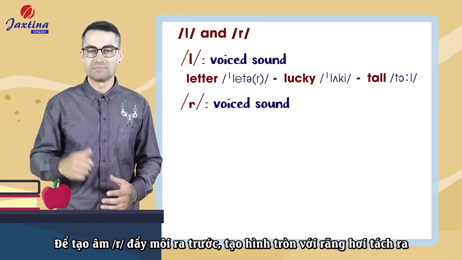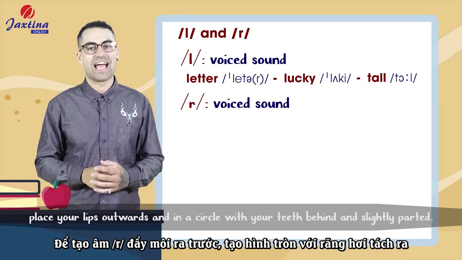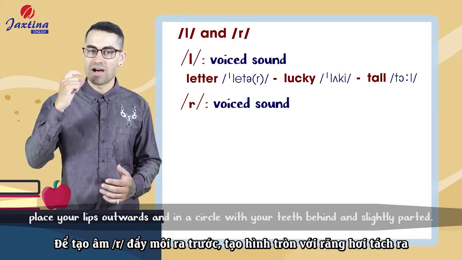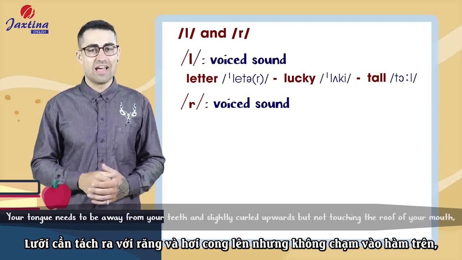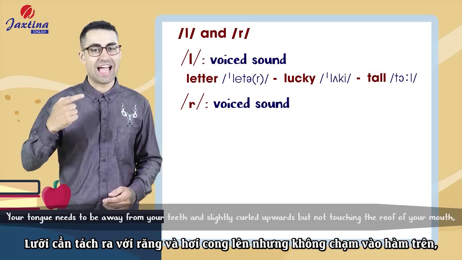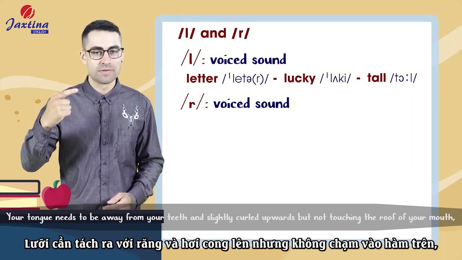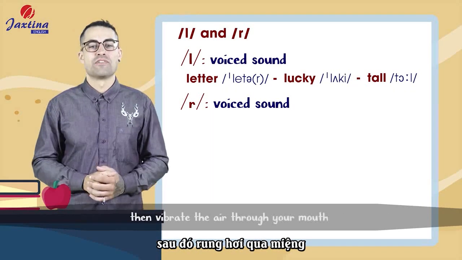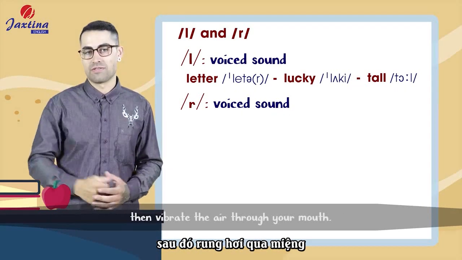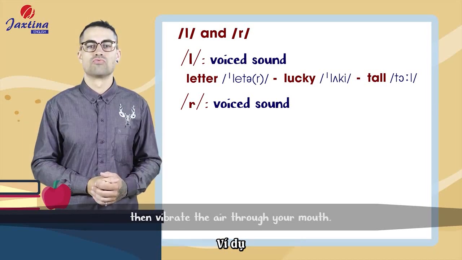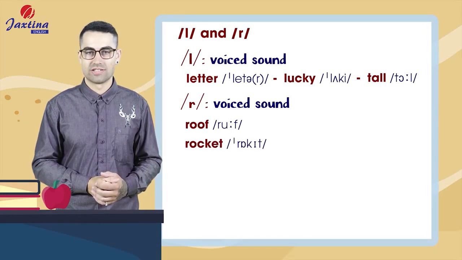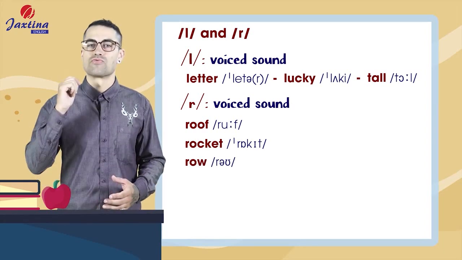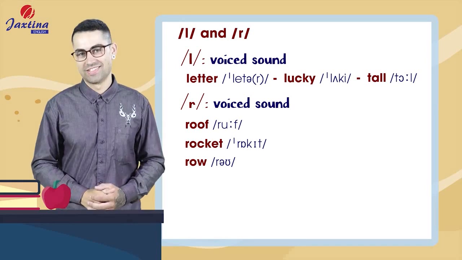To make r, place your lips outwards and in a circle with your teeth behind and slightly parted. Your tongue needs to be away from your teeth and slightly curled upwards, but not touching the roof of your mouth. And then vibrate the air through your mouth. Some examples: roof, rocket, row.